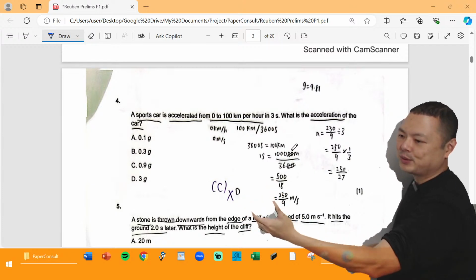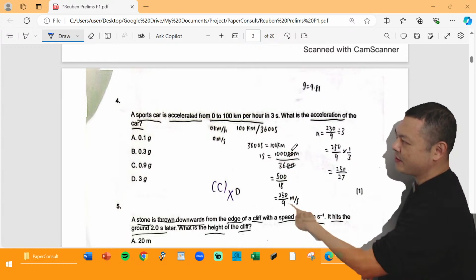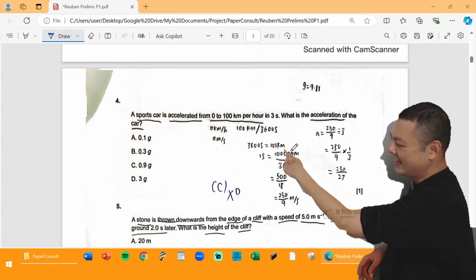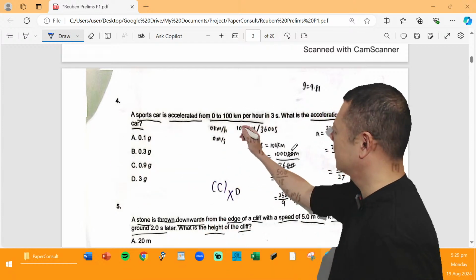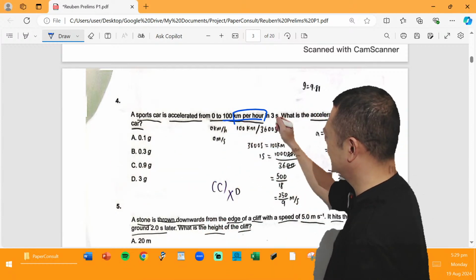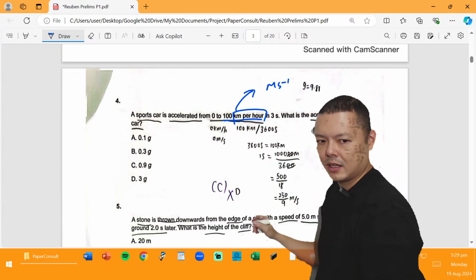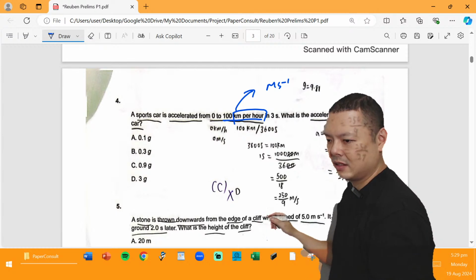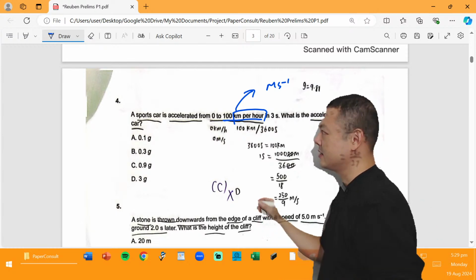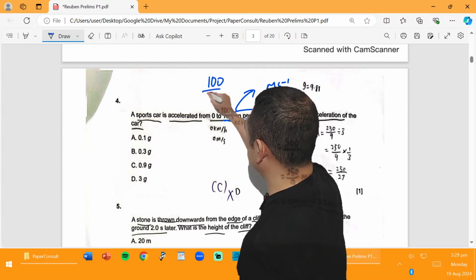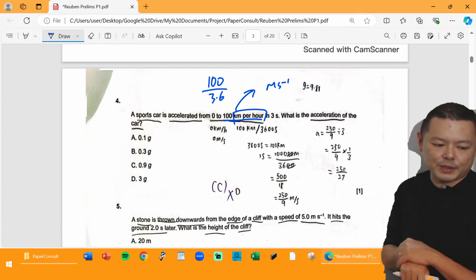Which you tried very hard to do, had a lot of hiccups there. There is a quick conversion though, km per hour to meters per second. Do you remember? Try to remember. 3.6. So just 100 divided by 3.6. That's the conversion. That's pretty much it.